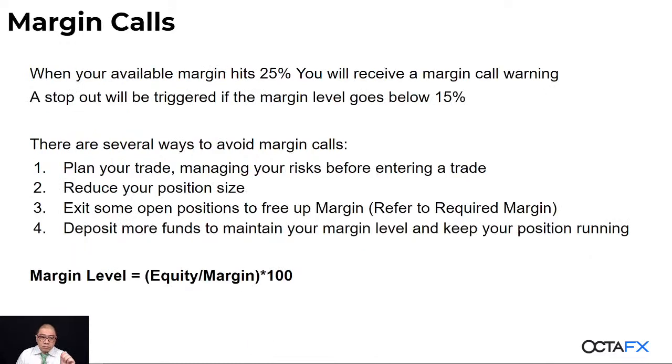Okay, so let's touch on margin calls. What is actually a margin call? You'll actually get a margin call when your available margin hits 25%, and you'll receive a margin call warning, and a stop out will be triggered if the margin level goes below 15%. We'll take a look at the difference. We'll take a look at how you read the margins later on, but there are several ways to avoid margin calls. Number one is obviously to plan a trade, managing your risks before entering a trade, so you know how much you're risking. You're not cutting into the margins. You're not planning to get a margin call.